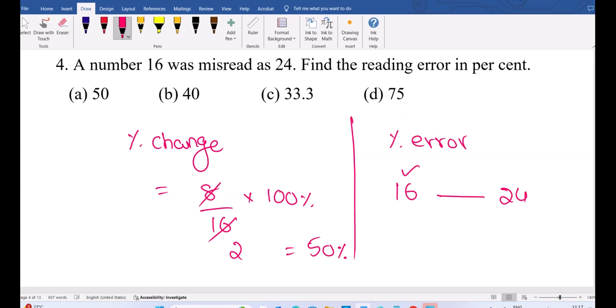Why divided by 24, sir? Correction means wrong one changed to correct one. Wrong one is changed to correct one. What is the change? Initially the wrong one is the case. Wrong one changed to correct one is percentage correction. Correct one changed to wrong one is error. You have to understand, don't try to always think about some formula. Understand the basics. What is the meaning of error? What is the meaning of correction? Then you can solve the question easily. Right? So this is 50%, option A is correct.